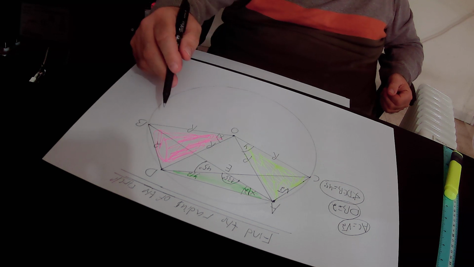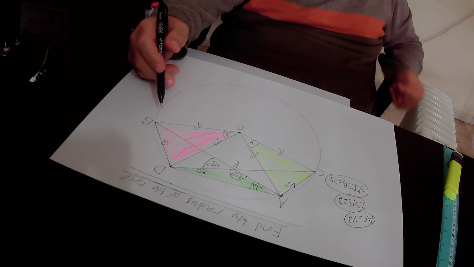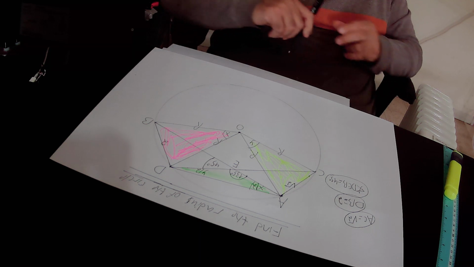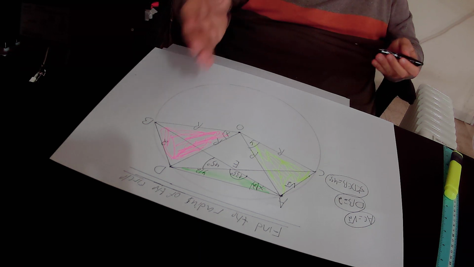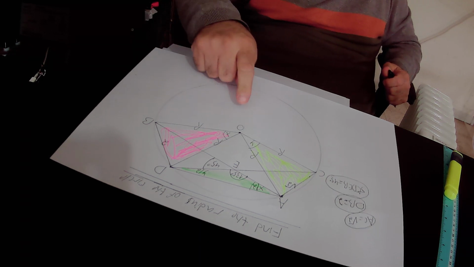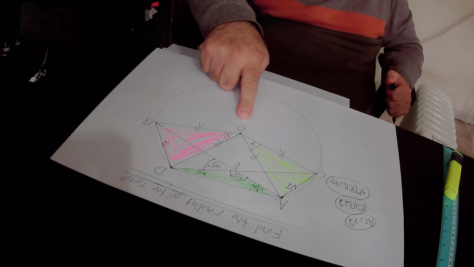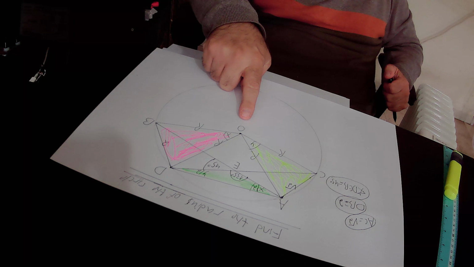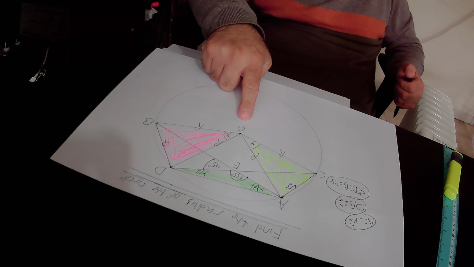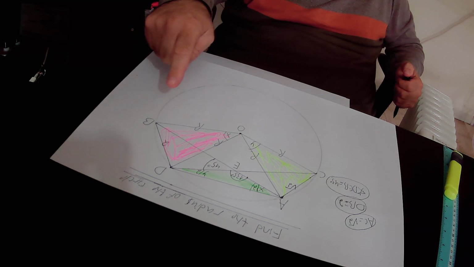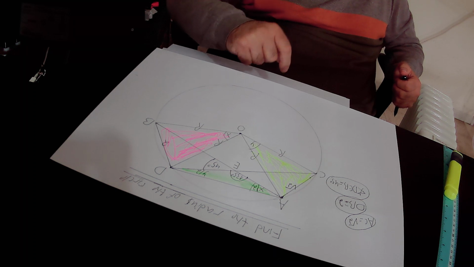Here chord DB equals 2 units according to what is given in the question. It is very easy to see from the drawing that chord DB doesn't pass through point O, that is the center of the circle. Therefore chord DB is not the diameter of this circle. Why? Because the diameter of a circle must pass through point O.